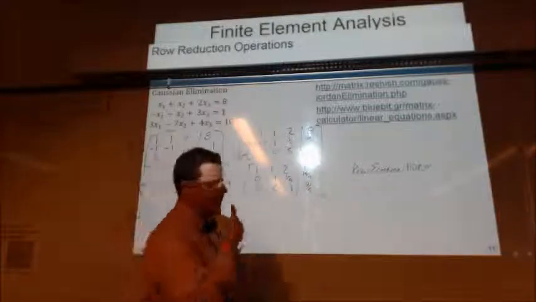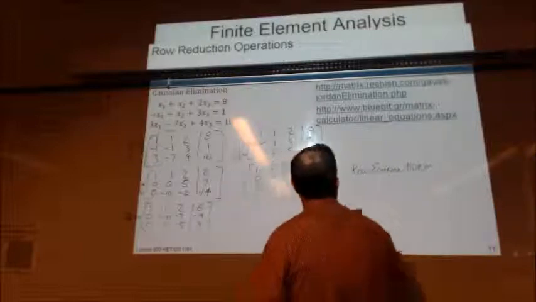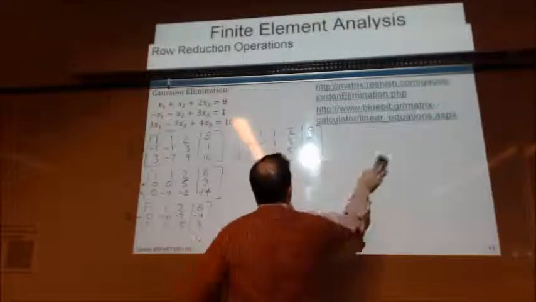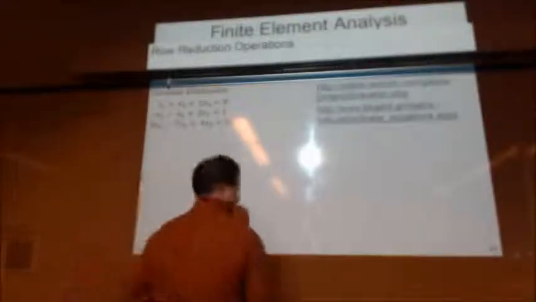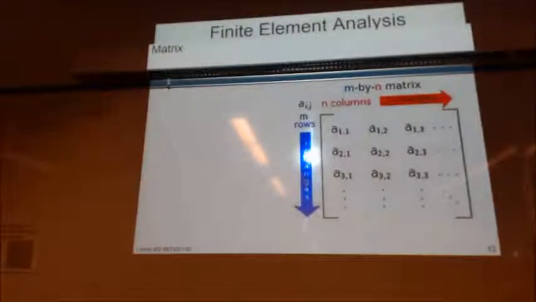I have an easier example to go through for row reduction. So I've got an easier one to go through. But anyway, you can solve through, and we'll do another example. But you're getting the idea, right?